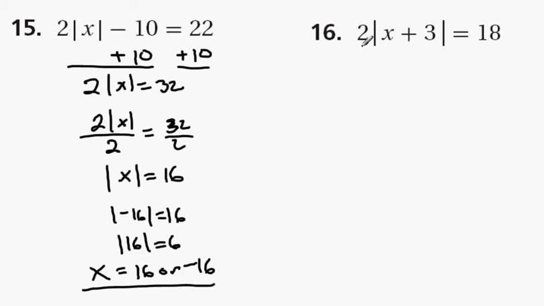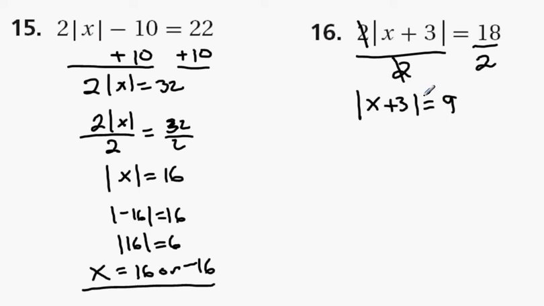And number 16. So this whole thing, 2 times the absolute value of x plus 3 equals 18. My first step would be to divide both sides by 2. So 2 divided by 2 is 1. 1 as a multiplier goes away. This in effect cancels. I'm left with the absolute value of x plus 3 equals 9.